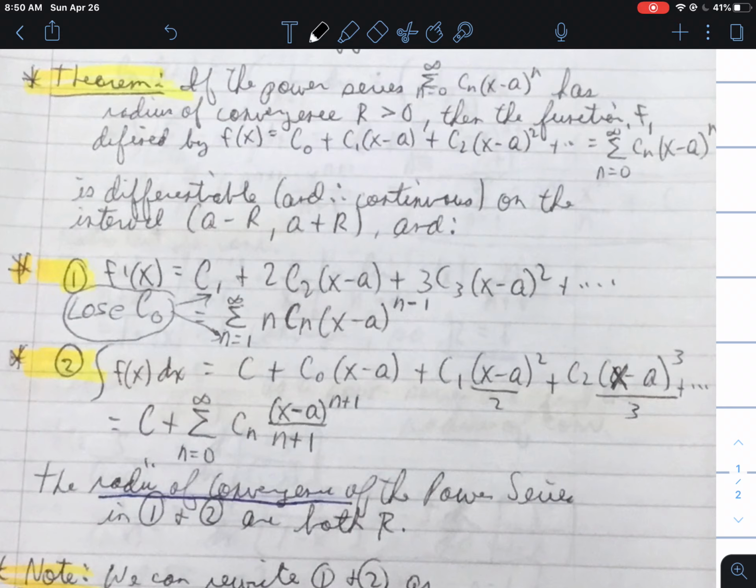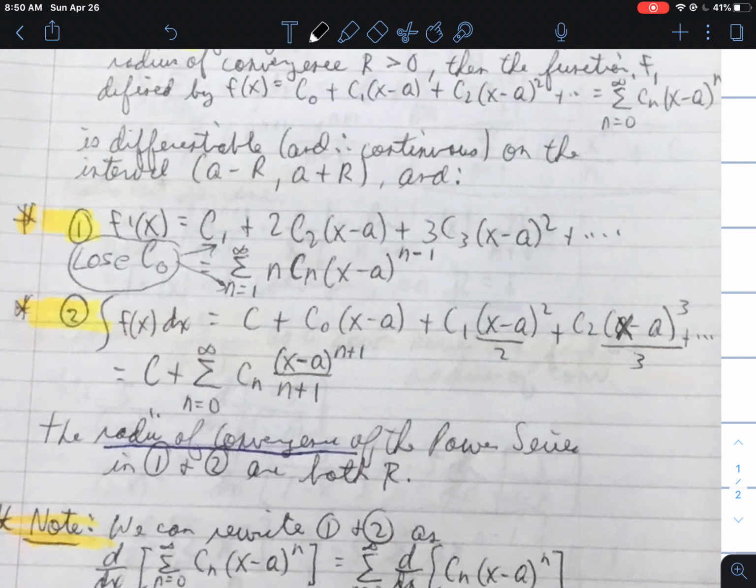And it's going to be on the interval from a minus r to a plus r, right? Because again, r is our radius of convergence. It's a radius of convergence about a, whatever that a value is, right? And so we have an interval of convergence from a minus r to a plus r. And then whether or not we include the endpoints is a matter of checking.